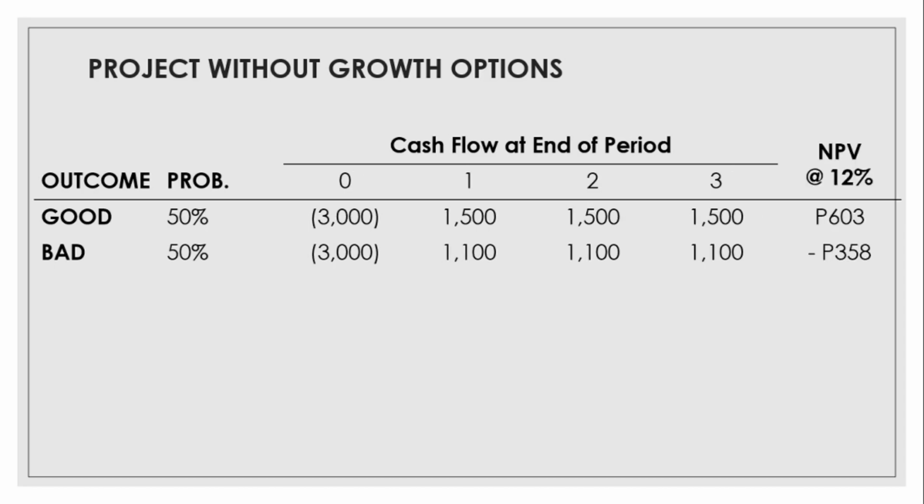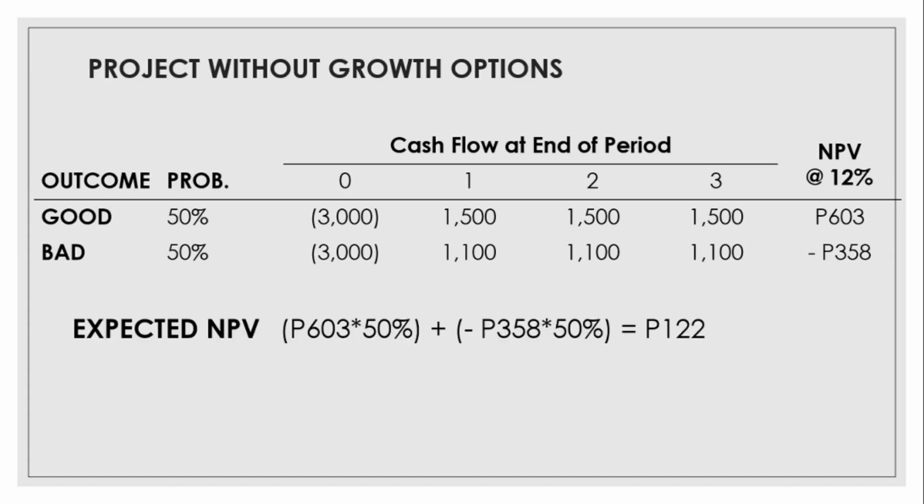So let's get their net present value using the WACC of 12%. And so we have here the NPV of the project when the outcome is good is 603, while the NPV of the project when the outcome is bad is negative 358. Now, we get its expected NPV, or its weighted average NPV. So we have 603 times 50% plus negative 358 times 50%, and we have 122. So this is our expected NPV of the project without growth options.